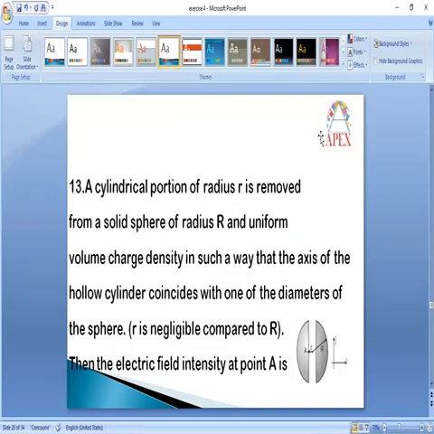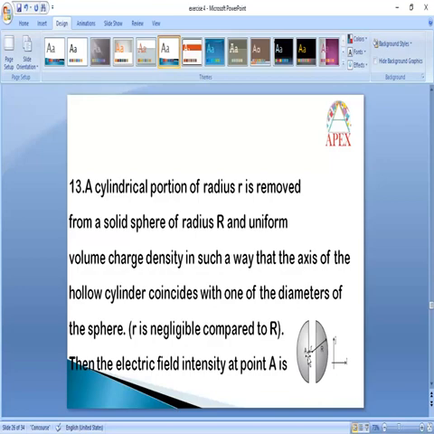Then question number 13. A cylindrical portion of radius r is removed from a solid sphere of radius capital R and uniform volume density in such a way that the axis of the hollow cylinder coincides with one of the diameters of the sphere. Then the electric field intensity at point A they are asking. So it is actually a complete solid sphere. In the complete solid sphere, a small part was cut in cylindrical shape, and this is the remaining part. And now with this remaining part, the electric field at point A only you have to calculate.